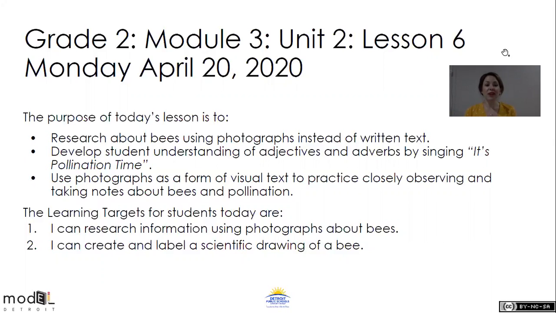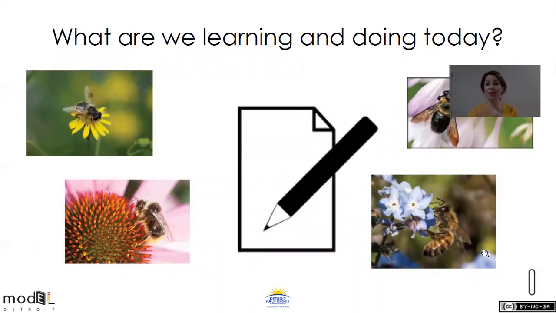We're going to develop an understanding of adjectives and adverbs by singing It's Pollination Time. And we're going to use photographs as a form of visual text to practice closely observing and taking notes about bees and pollination. Okay, friends? So I am super excited to get started. You have 2 different learning targets today. Your learning targets are I can research information using photographs about bees, and I can create and label a scientific drawing of a bee.